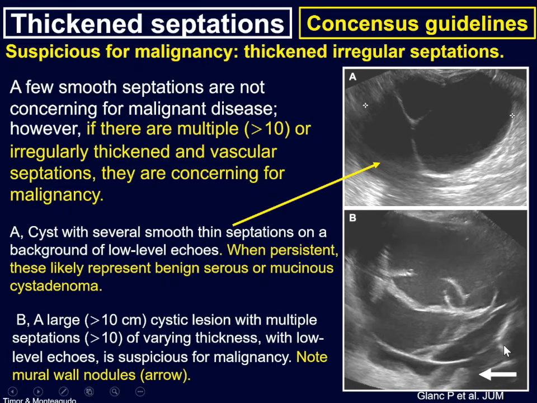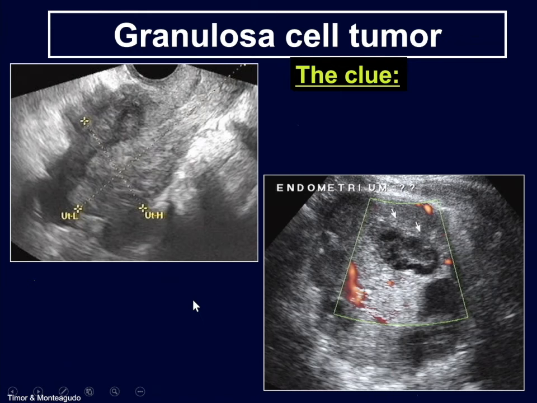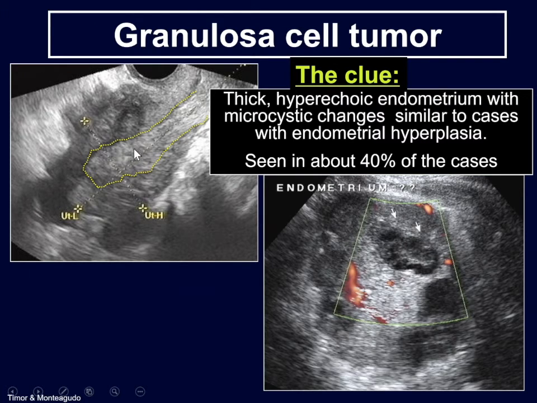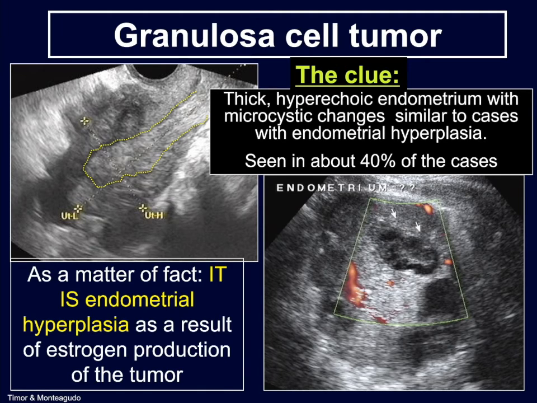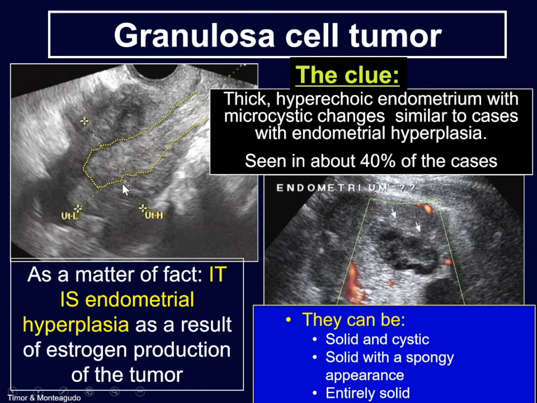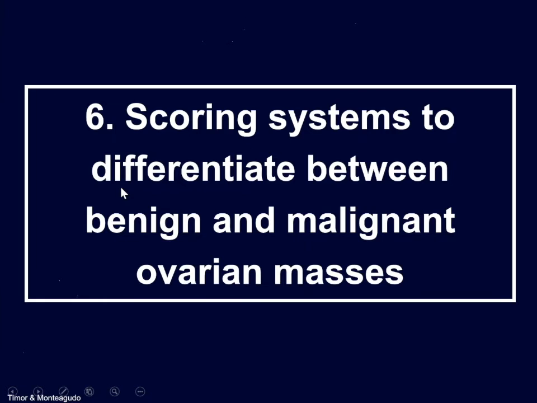You also see small mural nodules around it, and that increases the suspicion for malignancy. I come back to the granulosa cell tumor because it's important for you to look at the uterus in that instance. The clue here is thick hyperechoic endometrium with microcystic changes, similar to cases with endometrial hyperplasia seen in about 40% of the cases. As a matter of fact, it is endometrial hyperplasia as a result of estrogen production in the tumor. Granulosa cell tumors can be solid, cystic, solid with a spongy appearance, and entirely solid.